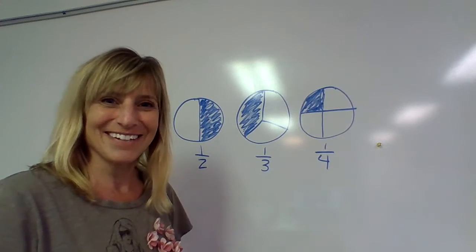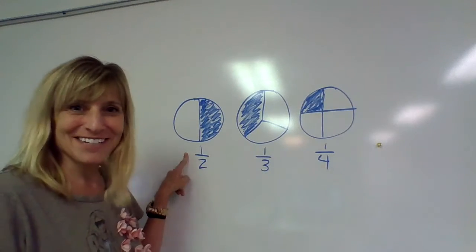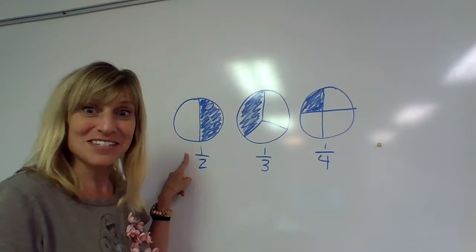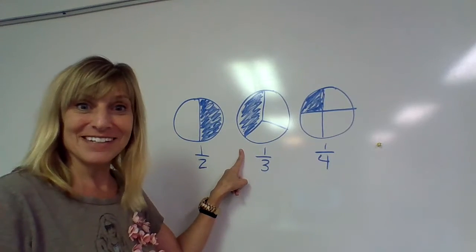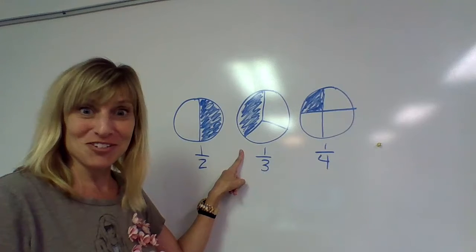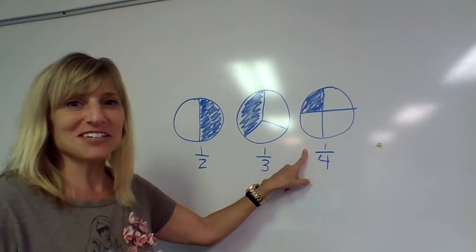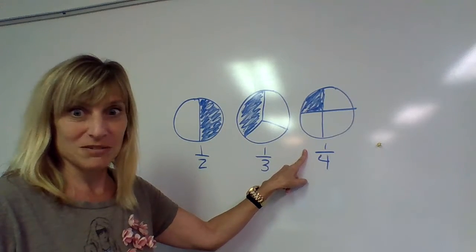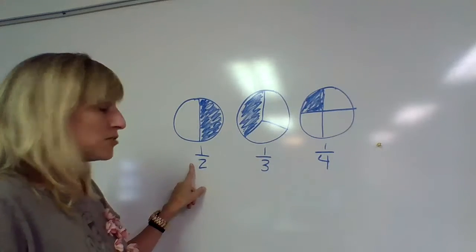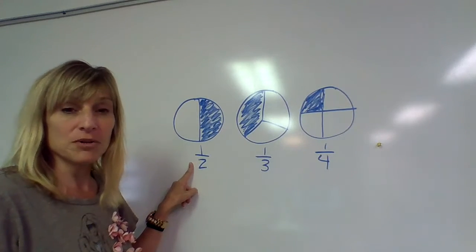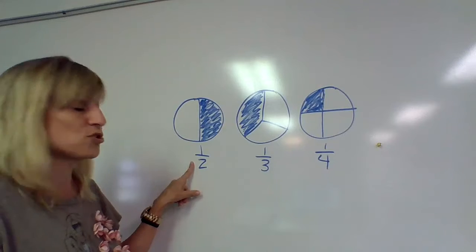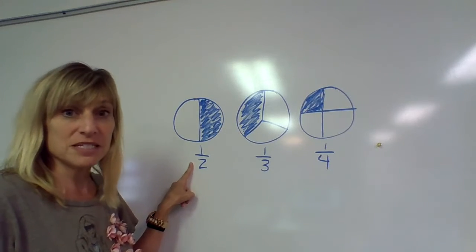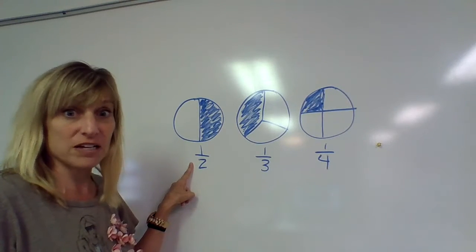Okay, let's do this again. This cookie is divided into halves. This cookie is divided into thirds. And this cookie is divided into fourths. Okay? Remember, the bottom number of the fraction tells you how many pieces the cookie is divided into.